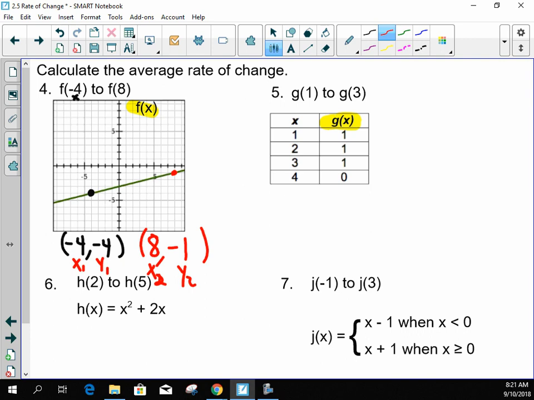Same thing over here. G of 1, G of 3. So that means I have 1 comma 1, x1, y1, and I have 3 comma 1, x2, y2.